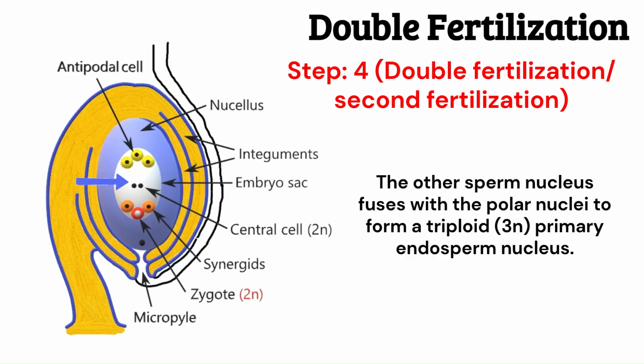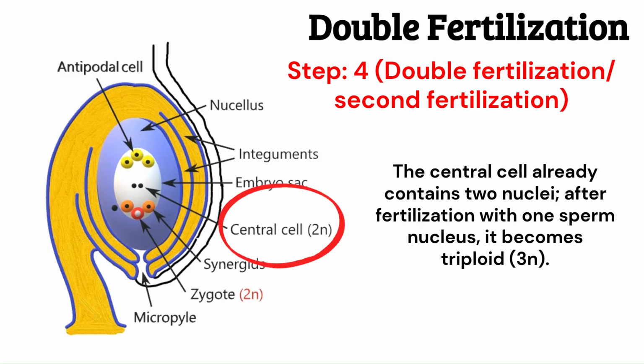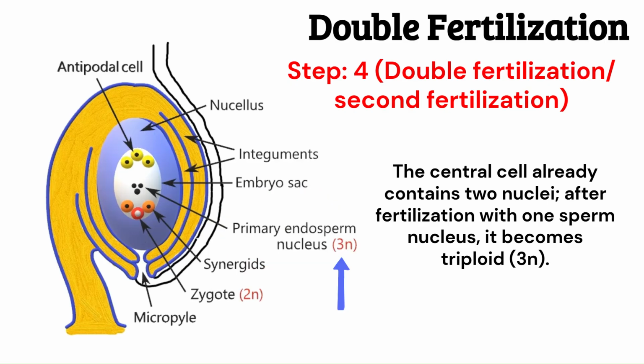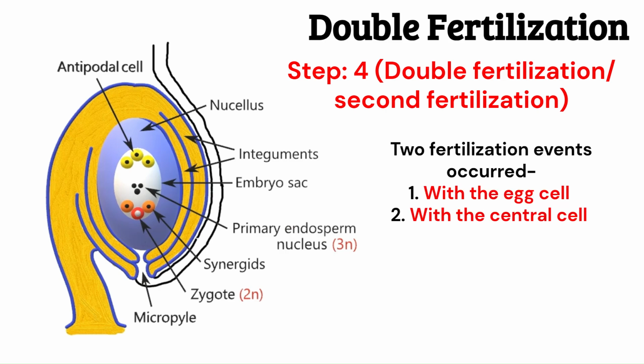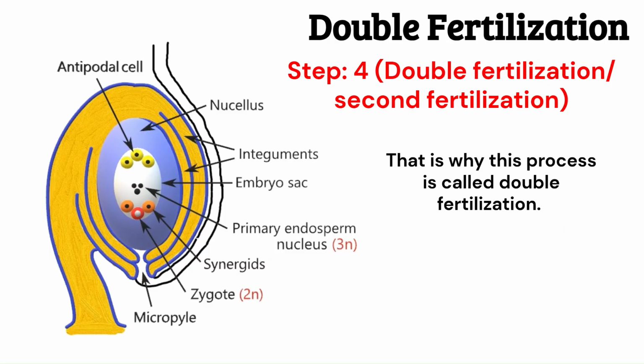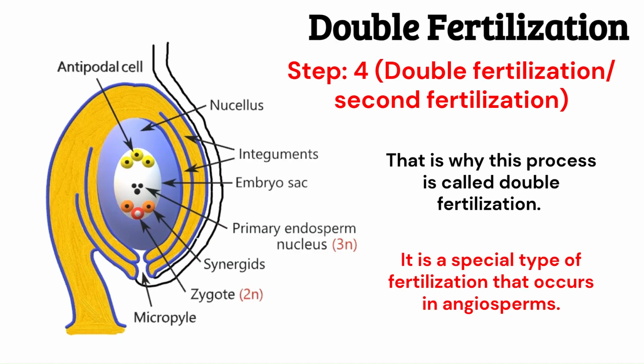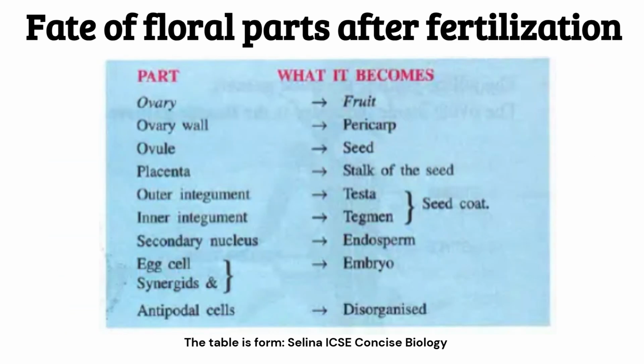The other sperm nucleus fuses with the polar nuclei to form a triploid primary endosperm nucleus. The central cell already contains two nuclei. After fertilization with one sperm nucleus, it becomes triploid, or 3n. The term syngamy is not used here because the sperm nucleus is haploid while the central cell is diploid. So, two fertilization events occur, one with the egg cell and the other with the central cell. That is why this process is called double fertilization. It is a special type of fertilization that occurs in angiosperms.